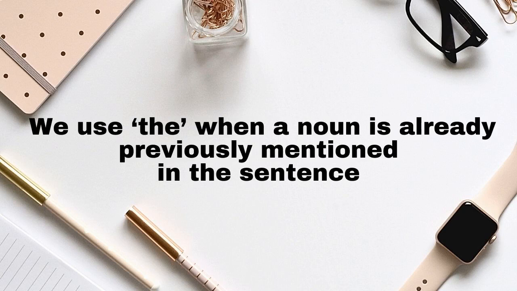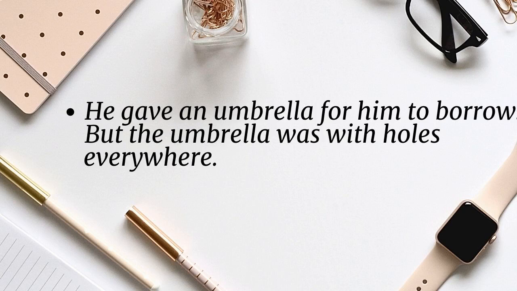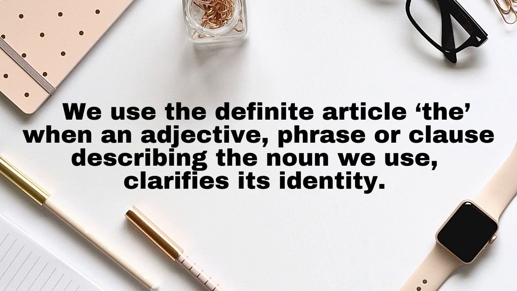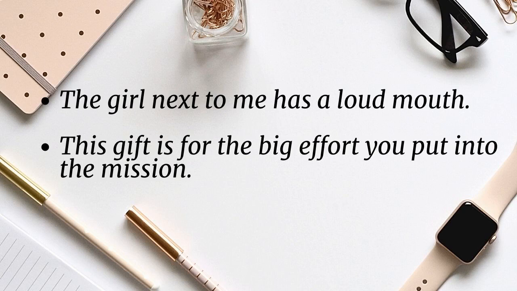We use the when a noun is already previously mentioned in the sentence. But here you have to make sure that the specific identity of the noun is known. He gave an umbrella for him to borrow, but the umbrella was with holes everywhere. We use the definite article the when an adjective, phrase or clause describing the noun we use clarifies its identity. The girl next to me has a loud mouth.